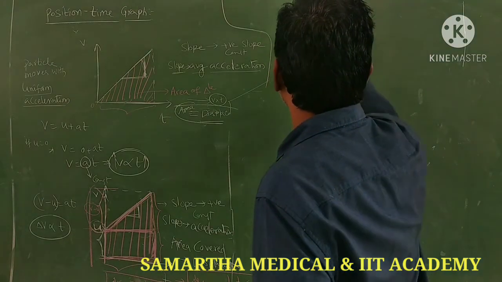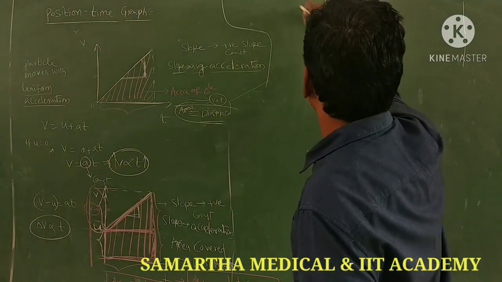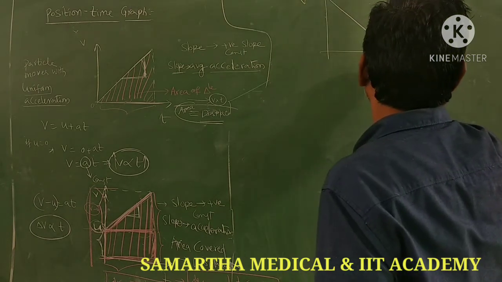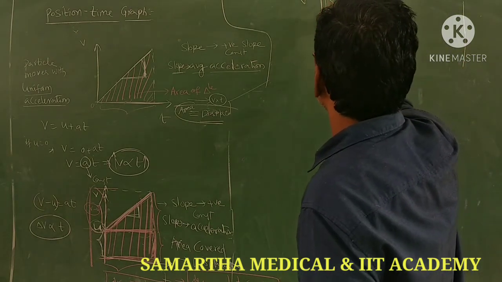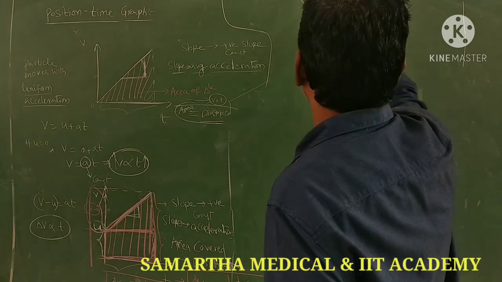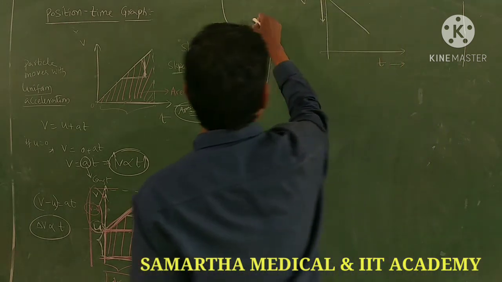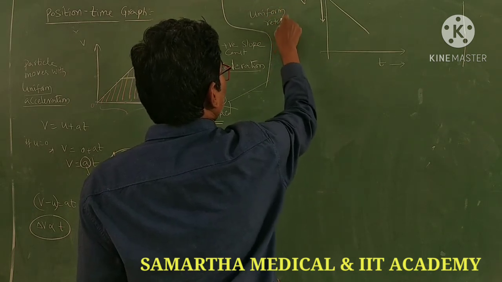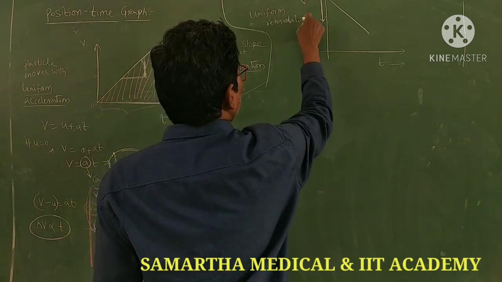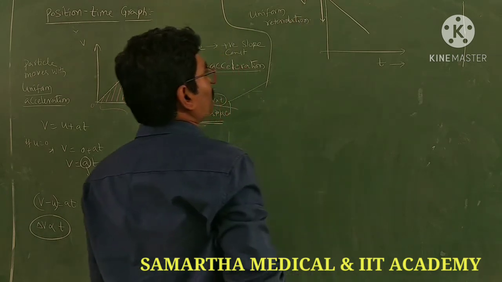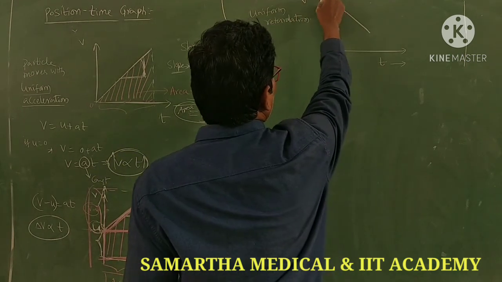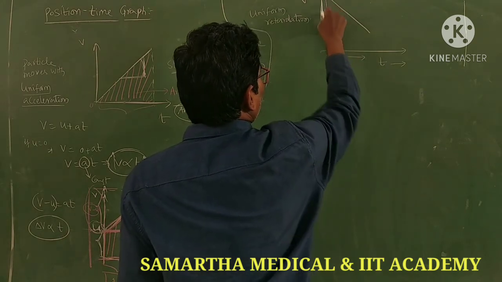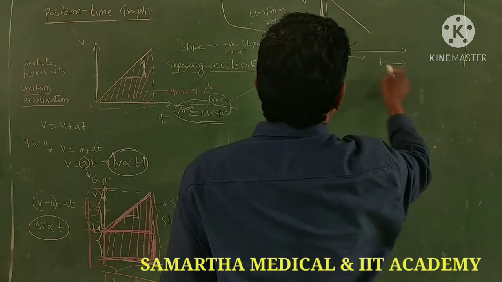If you take a particle going along a straight line but with a constant retardation, you can draw it like this. Time is increasing, velocity is decreasing. What does it represent? The particle is going with uniform retardation. Uniform retardation means initially it has some high velocity, and as time increases, velocity decreases.